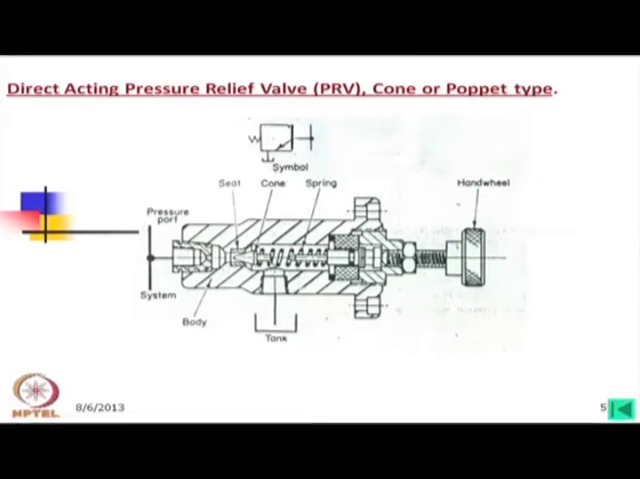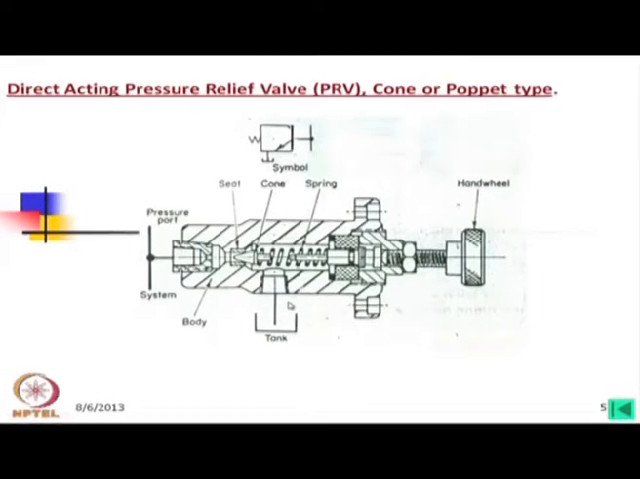In this system line, pressure will drop once the flow begins. Then what will happen to this poppet? The force on this poppet or cone will reduce and again it will be closed. But once it is closed, again the pressure will rise, again this one will open.